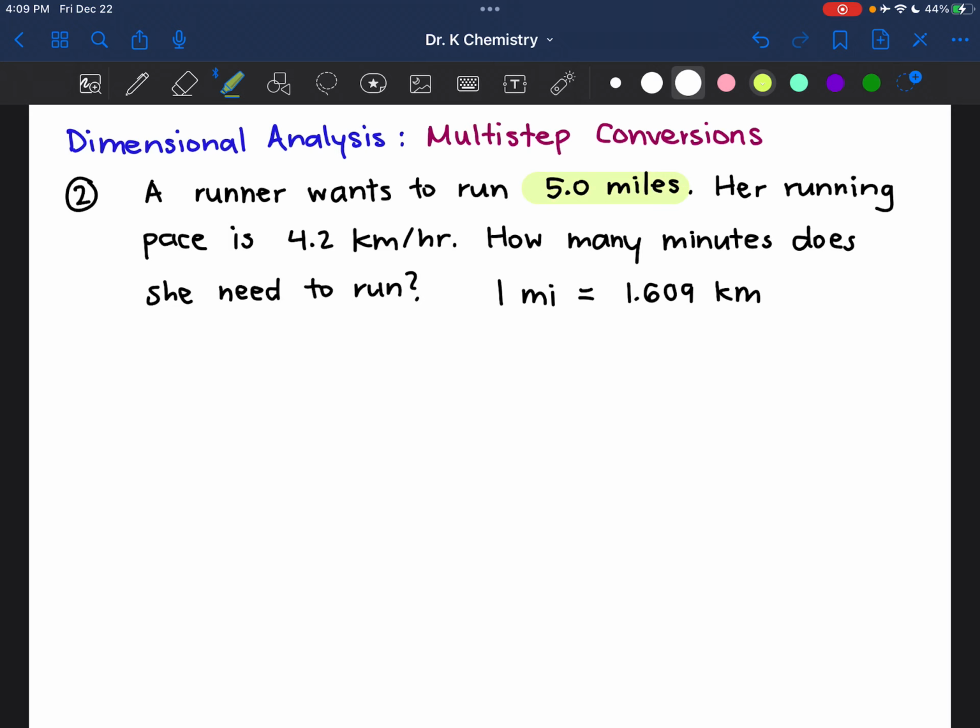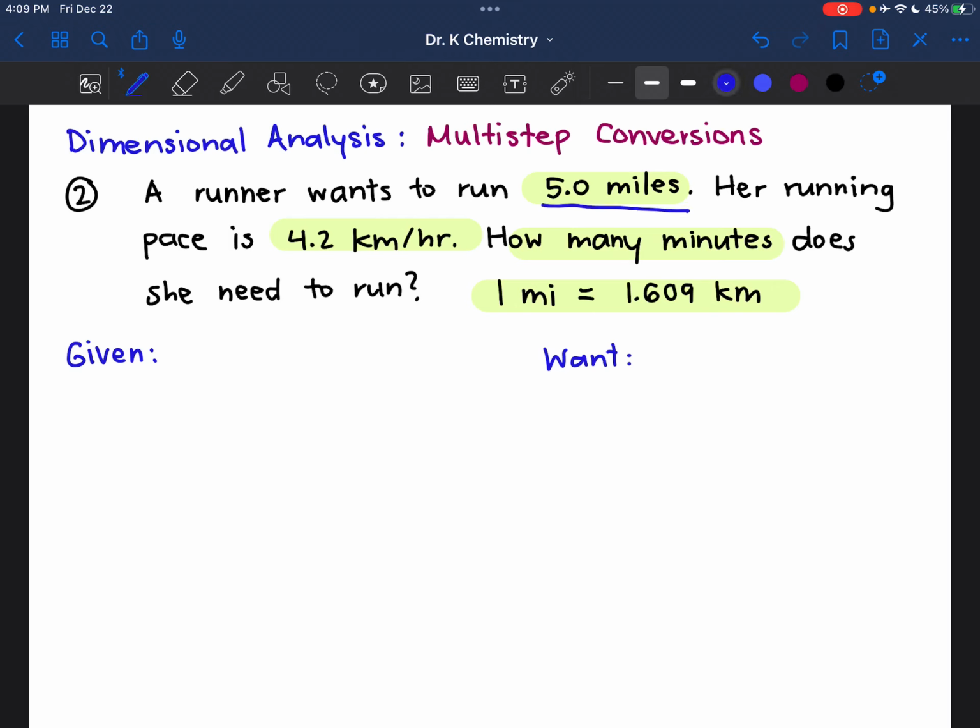This problem states a runner wants to run 5 miles. Her running pace is 4.2 kilometers per hour. And it wants to know how many minutes she needs to run in order to reach that distance. It also provides us with a conversion between miles and kilometers, so we're probably going to need to use those pieces of information. As usual, I'm going to start by identifying what is given in the problem and what we're trying to find, and then I'll identify some conversion factors to get us there.